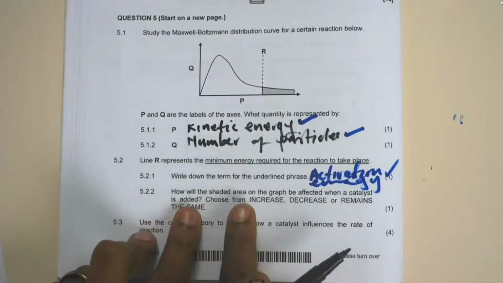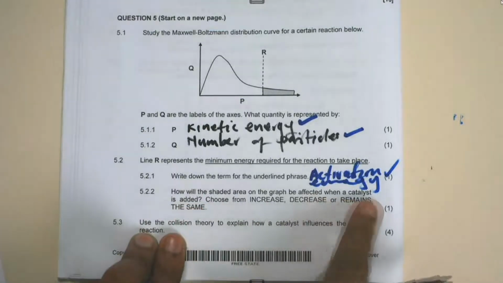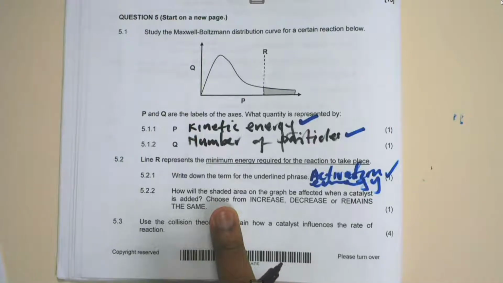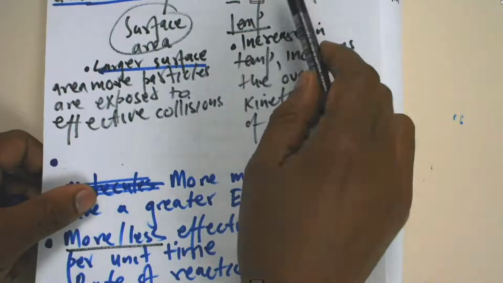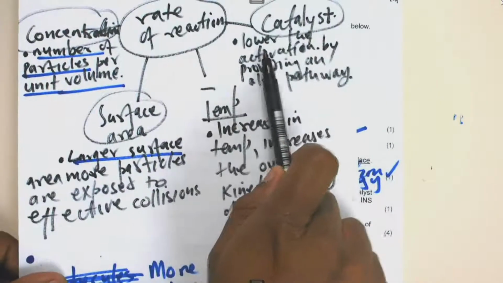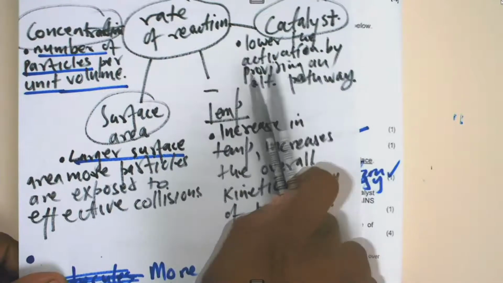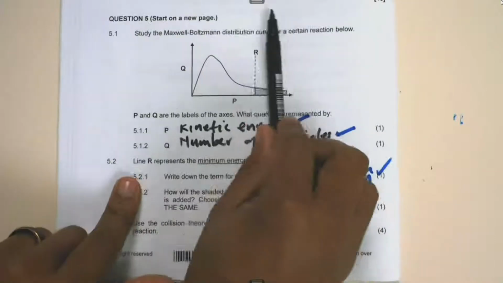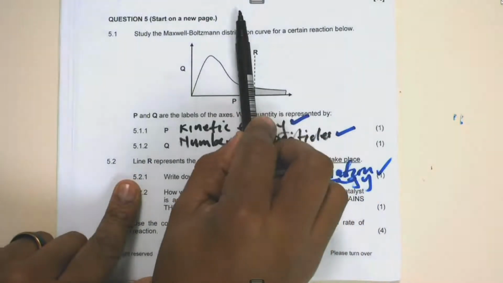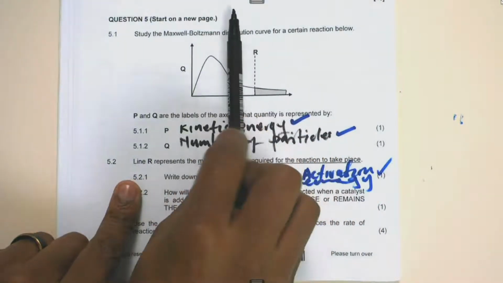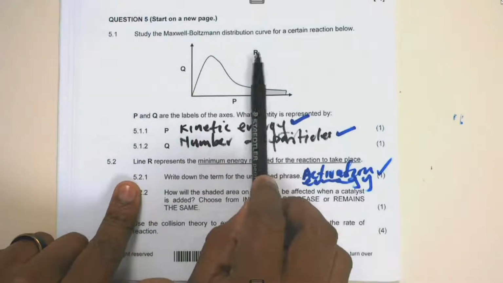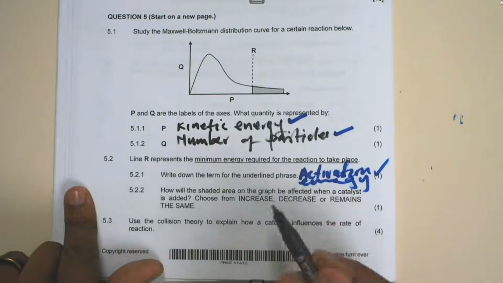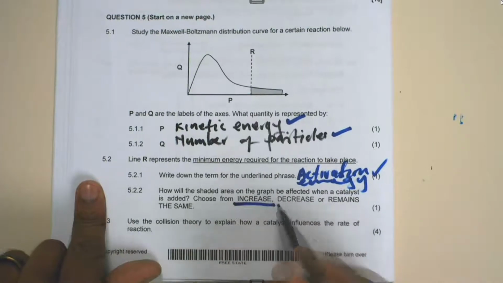How will the shaded area be affected when a catalyst is added? Remember, what did we say about a catalyst? A catalyst is a substance that lowers the activation energy by providing an alternative pathway. So it means the number of particles with enough energy will now increase, because now the curve will shift to the left. So the correct answer here should be increase.